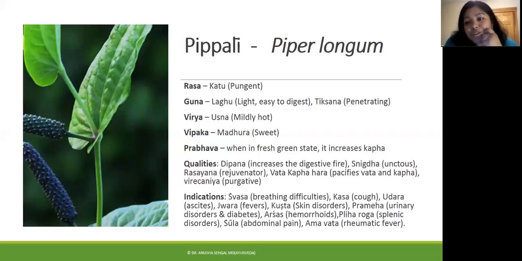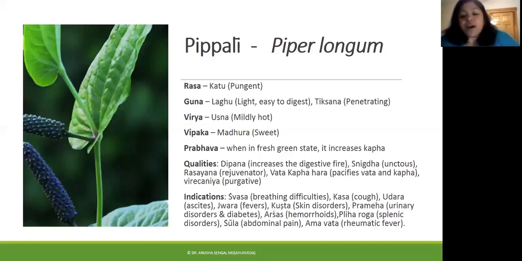Madhumeha is the correct description for diabetes, okay? And of that, there are 20 different types of pramehas. So many of the other types of pramehas actually describe certain other urinary disorders. Arshas, of course, is hemorrhoids. Pliha roga is splenic disorders. Shula is any sort of pain in the abdomen, including colic pain. This works quite well for that.